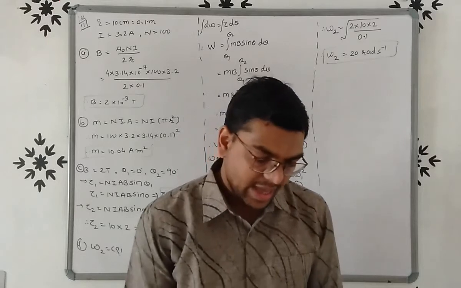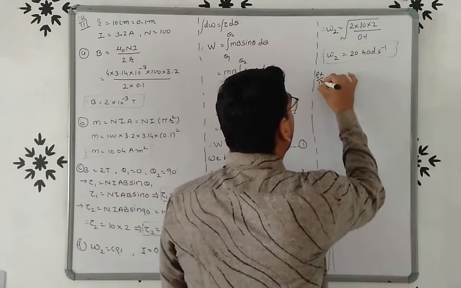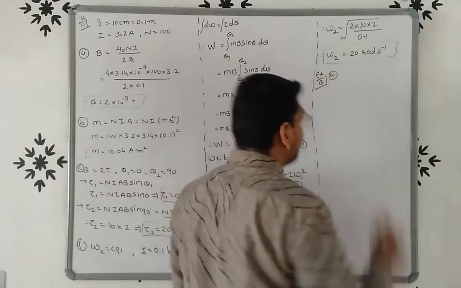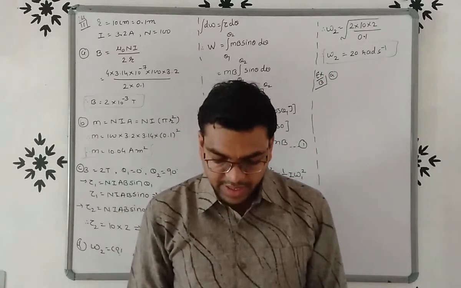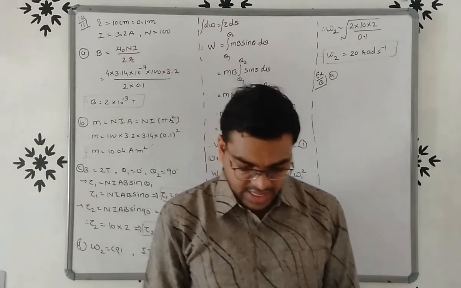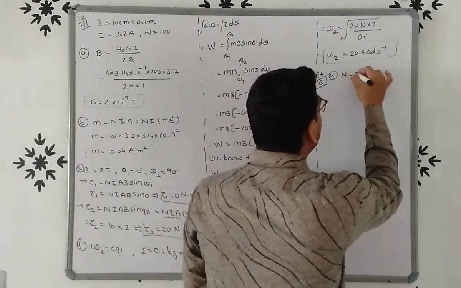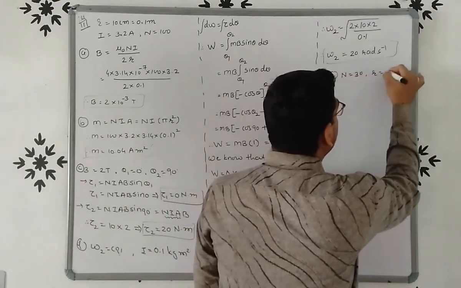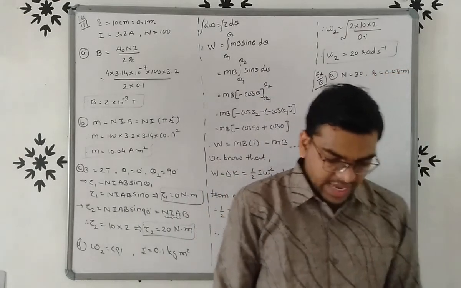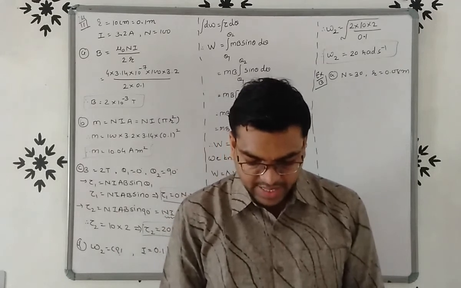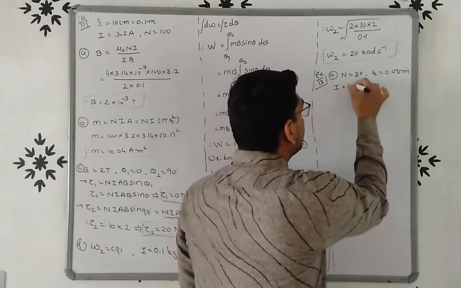Example number 30. A circular coil of 30 turns and radius 8 centimeter. So here number of turns is 30 and radius is 8 centimeter, so 0.08 meter. Carrying a current of 6 ampere. So here current is given, I is equal to 6 ampere.